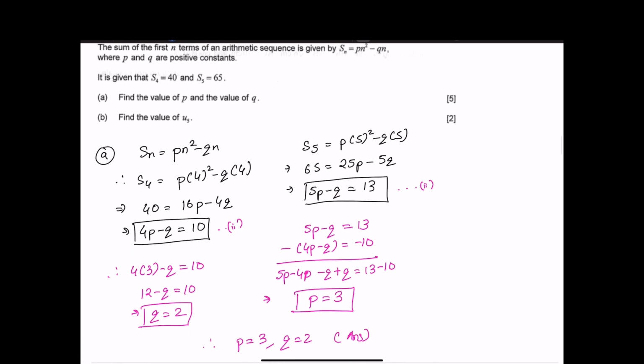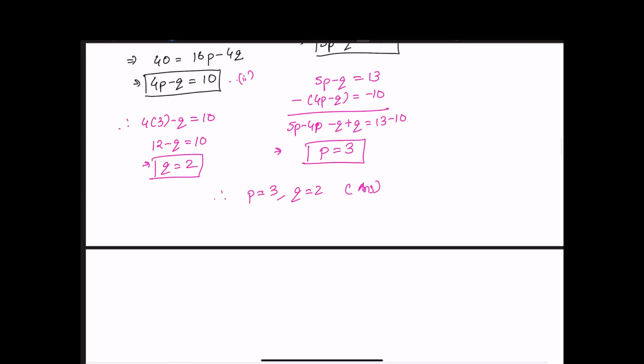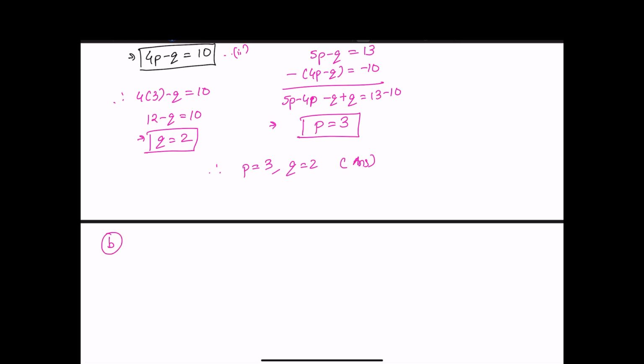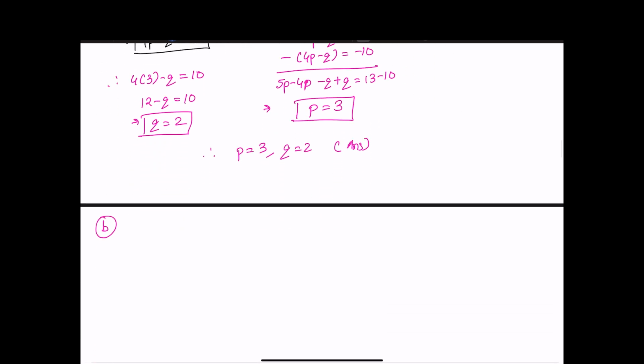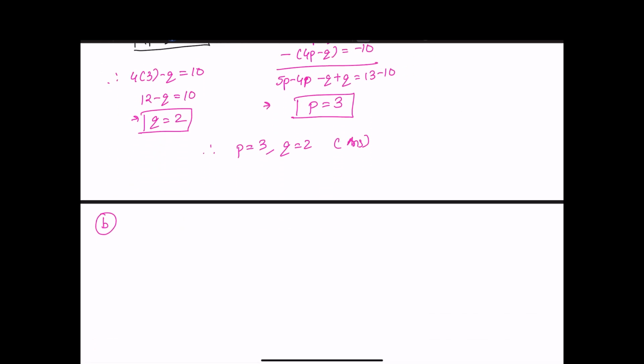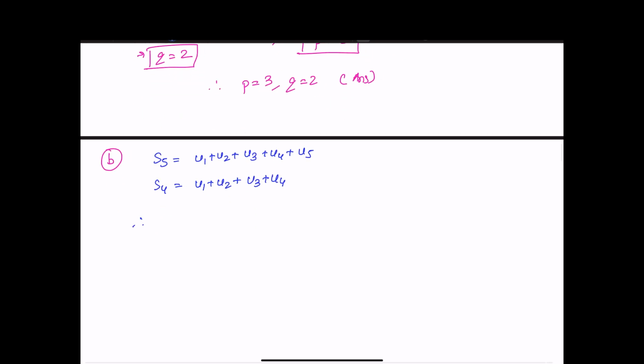Next, I have to find the value of u5. So I'll just add another page here. Okay. So for u5, we can actually use the values of s4 and s5 to get u5. Thing is, s5 is the sum of the first 5 terms, and s4 is the sum of the first 4 terms. So s5 can be written as u1 plus u2 plus u3 plus u4 plus u5, right? And s4 can be written as u1 plus u2 plus u3 plus u4, sum of the first 4 terms. So s5 is basically s4 plus u5.